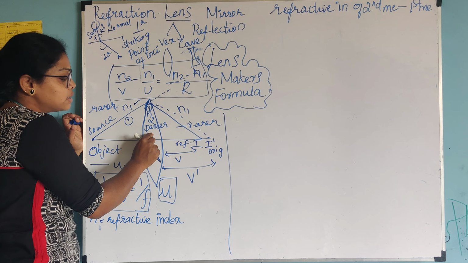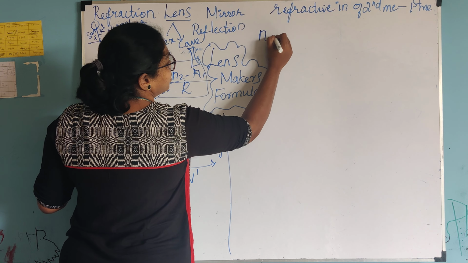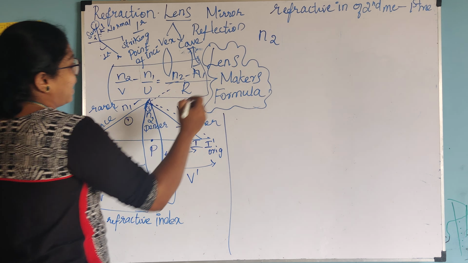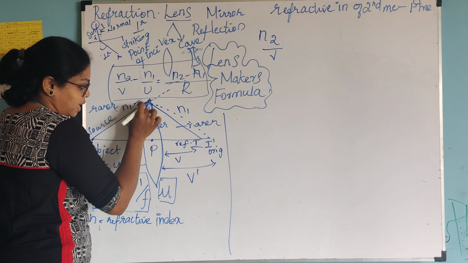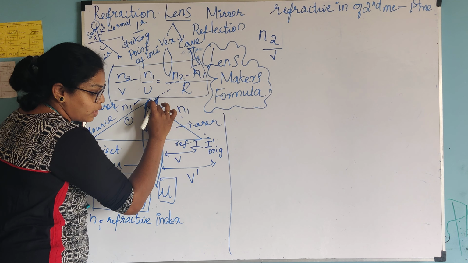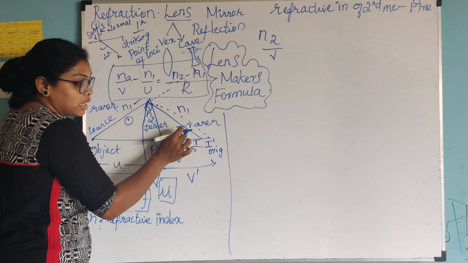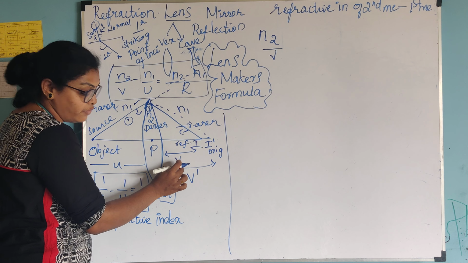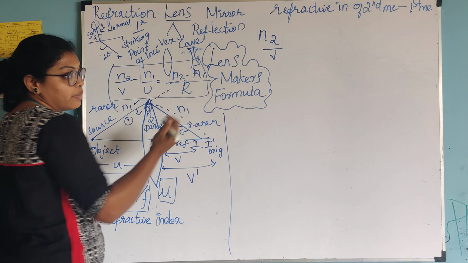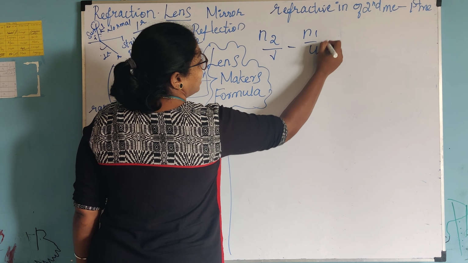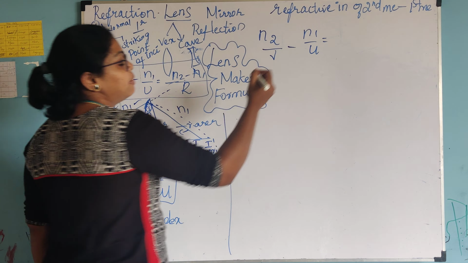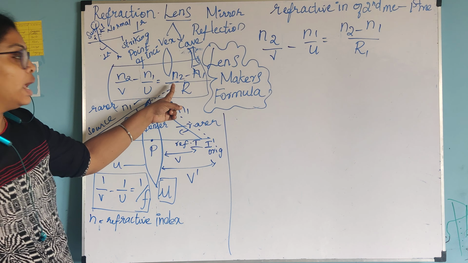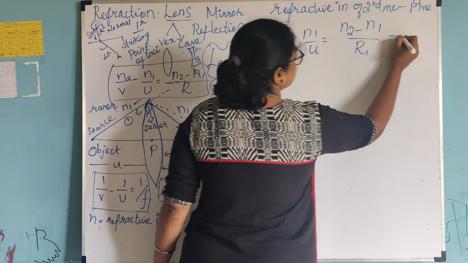When I consider this as the second medium, for the second medium N2 divided by V. I have taken this image, so I am taking V, because this image is formed because of this object. So N2 divided by V minus N1 divided by U is equal to N2 minus N1 divided by R1. The same thing we are following. Make it the first equation here.